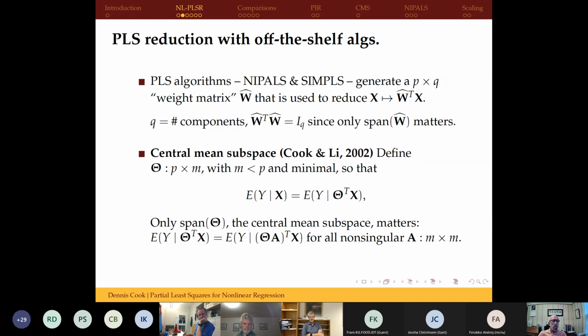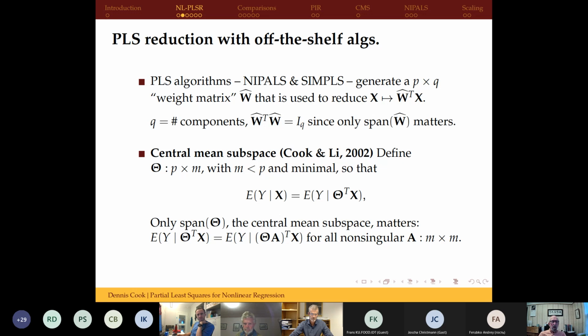So standard off-the-shelf algorithms like NIPALS and SIMPLS generate a p by q weight matrix, W hat, that's used to reduce the predictors, mapping X to W hat transpose X. Now there's a hat on W here just to remind us that W depends on the data, so it's a function of the data. q is the number of components, and typically the algorithms give a W hat that has orthonormal columns, so W hat transpose W hat is the identity, and that's fine since only the subspace spanned by the columns of W hat matters. I could take a W hat from the algorithm, multiply it on the right by any non-singular matrix, and the predictions that come out of the algorithm are going to be unchanged.